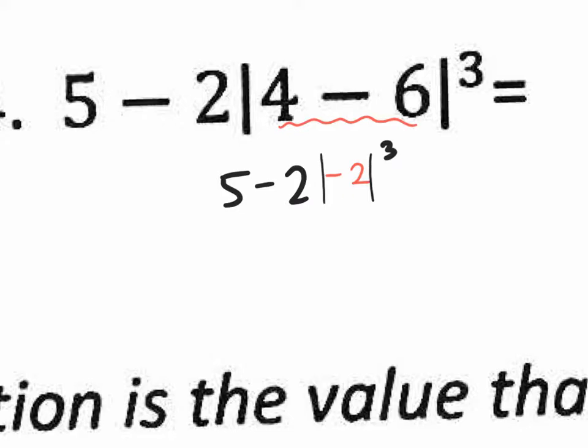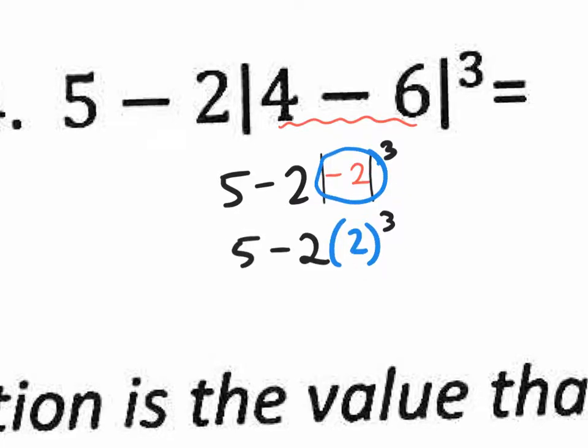Now I still have the absolute values, and I could do the absolute value of negative 2, so that's what we're going to do next. What's the absolute value of negative 2? 2. So I really have 2. I'm going to put parentheses around it, just to not get confused. I still have the third power on it. I still have the 2 in front of it, and the minus and the 5. So now I have 3 operations. I have subtraction, multiplication, and exponents. What do I do?